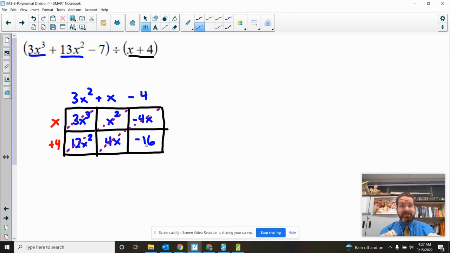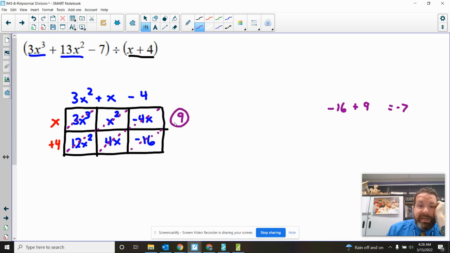Just means there's going to be a remainder. We're going to put a number here now off to the side. So I've got negative 16. I want negative 7. The way that happens is by adding on 9 more. So I need a positive 9 as my remainder to make this constant diagonal work out.